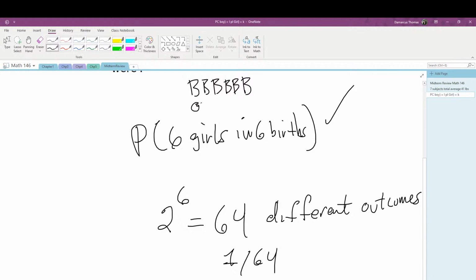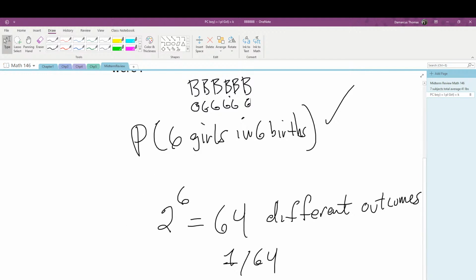You can have 6 girls. And then you can list the other combinations. There's not 30, 60, there's 64 altogether. So I just listed 2 out of the 64. I can change the first one to a girl and the rest boys. I can change the second one to 2 girls and the rest boys. There's going to be 64 different possibilities.